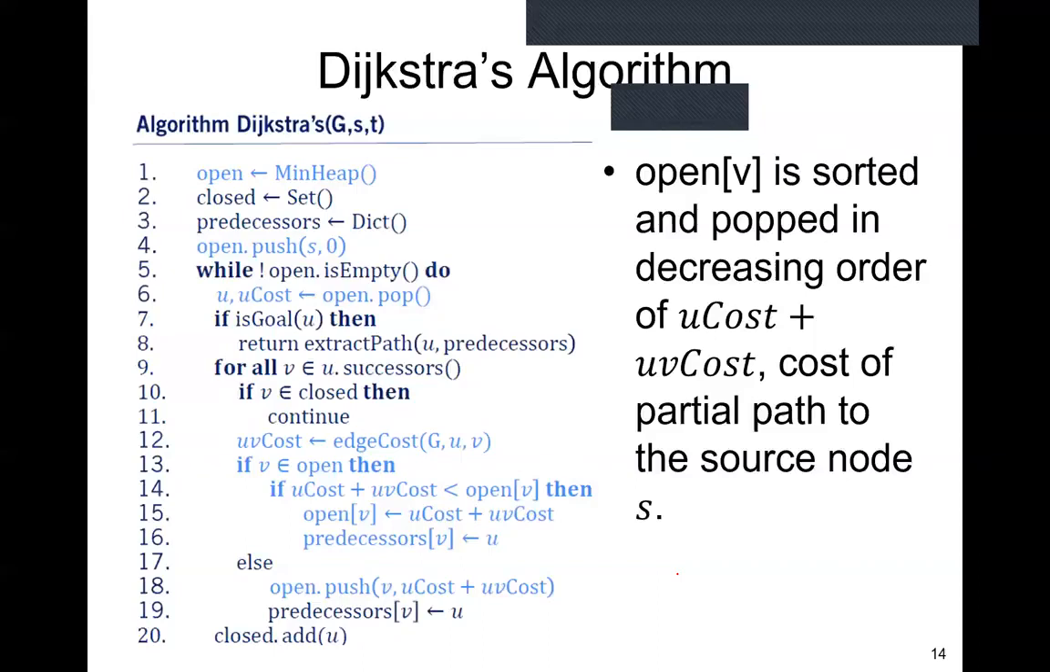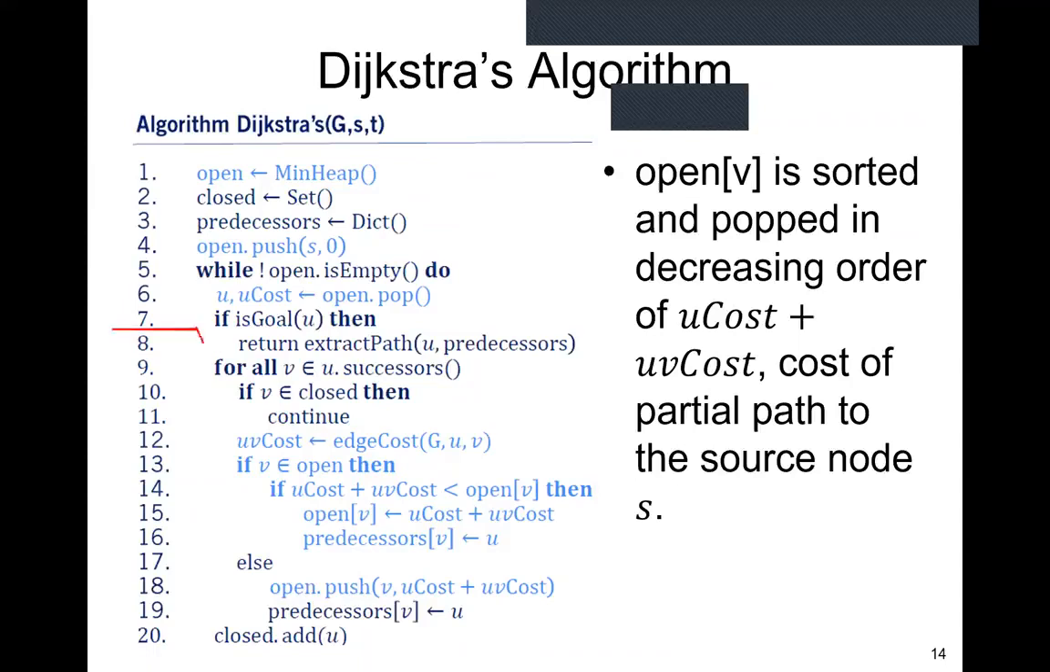So Dijkstra's algorithm works by taking into account the edge weight, the edge cost. So it keeps track of an open set and a closed set. So you push a node into an open set and pop it one by one. So if it reaches the goal, you extract the path.